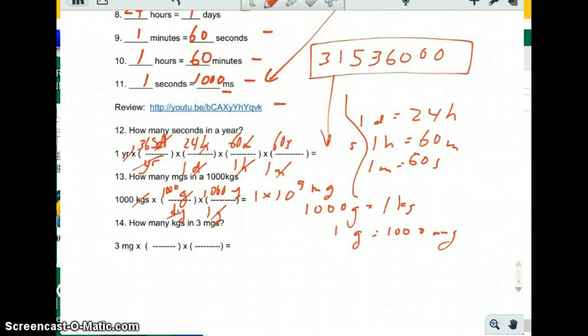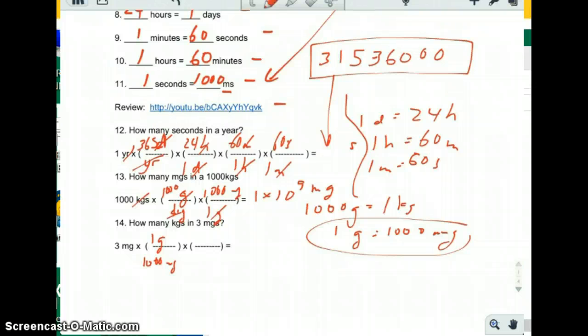And here, how many kilograms in 3 milligrams? Okay, now this is a tricky one, right? Because you can't really do this one with intuition. So we're going to use the relationship again: 1,000 milligrams is a gram. We're going to put 1,000 milligrams on the bottom, and we're going to put 1 gram on top.